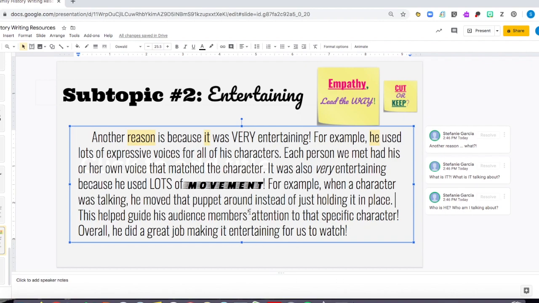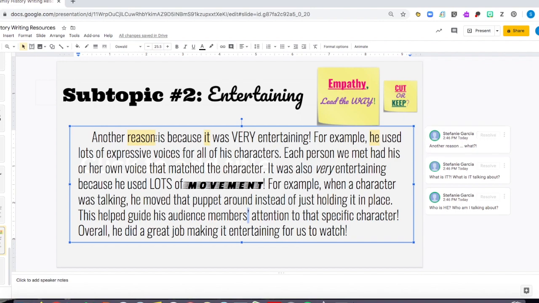You might be wondering why I have my apostrophe after the S. Usually it comes before the S. But in this case, I'm talking about more than one member. So if I'm talking about a plural word, members, more than one, then my apostrophe goes at the end. Overall, he did a great job making it entertaining for us to watch. Okay, so I came up with 3 questions, and I'm going to answer them now.